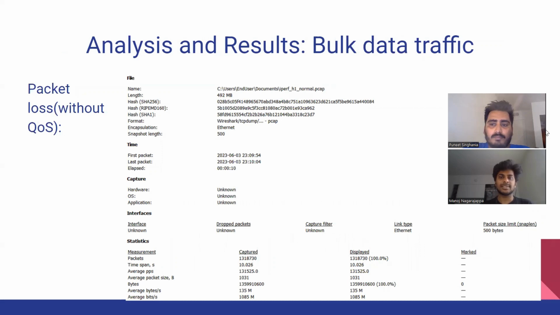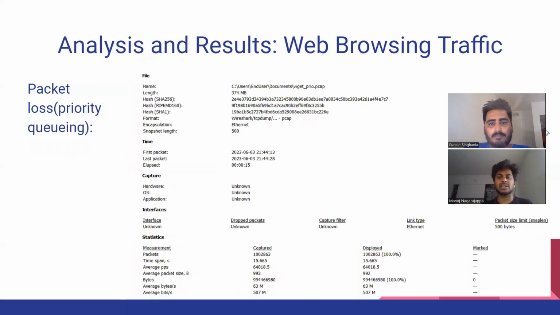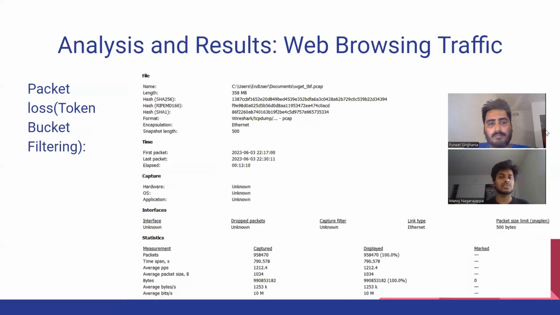Okay, so the packet loss, as you can see, for most of the time, even for bulk data traffic and for our web browsing traffic, we didn't observe any packet loss. As you can observe in the figures, the packet loss is significantly lower for priority queuing as compared to token bucket filter. The highest packet loss could be observed without the quality of service, and as you can observe in the figures, for wget or the web browsing traffic, the packet loss varies significantly between the quality of service techniques and is quite lower with the token bucket filter.